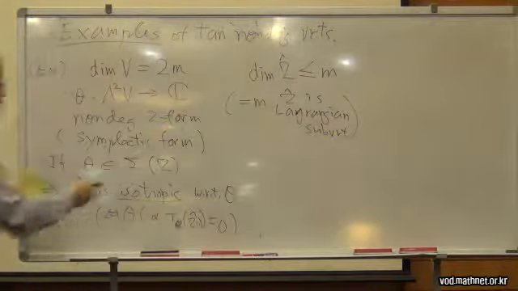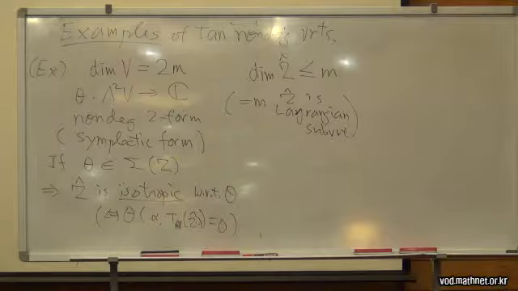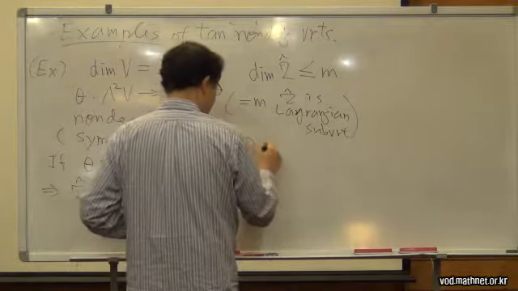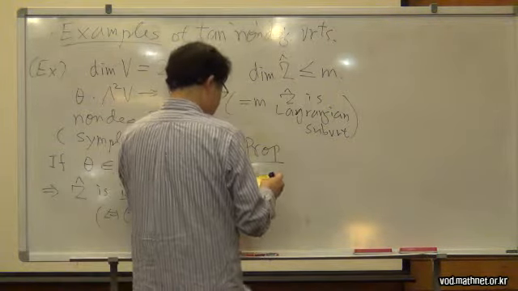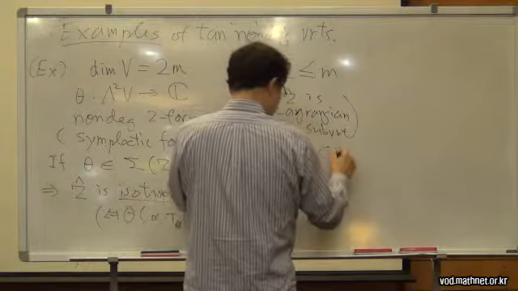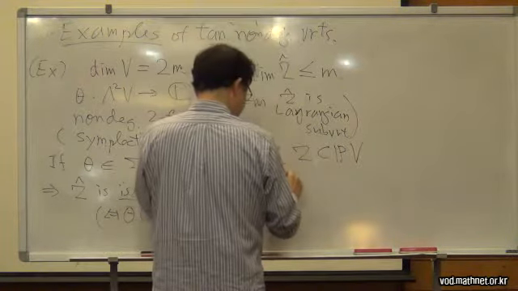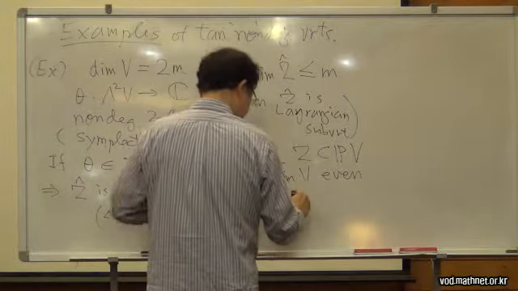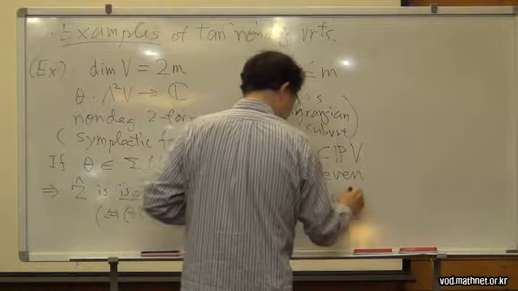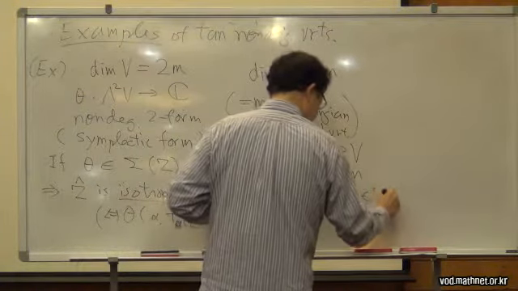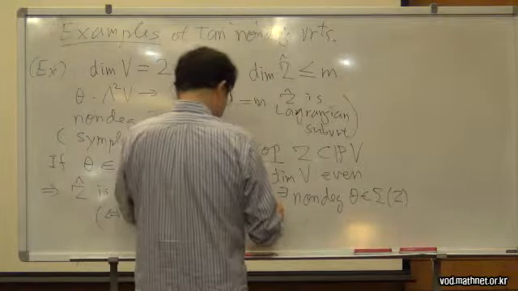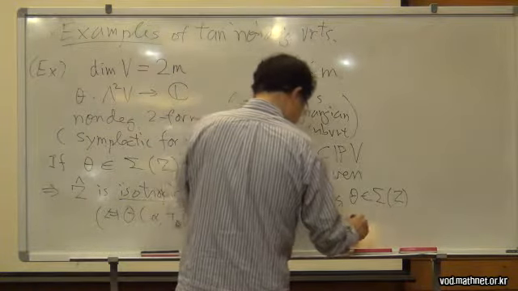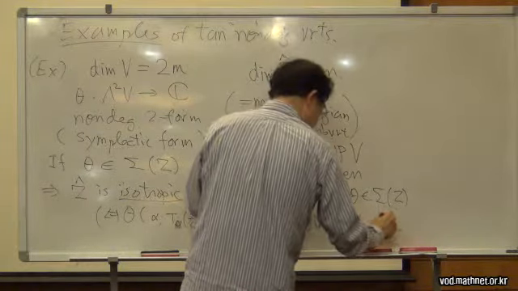These are standard terminology in symplectic geometry. So as a result, we have the following proposition. Z is in PV, and the dimension of V is even. And if there exists a non-degenerate theta in sigma Z, then the dimension of Z is less than half of the dimension of V minus 1.